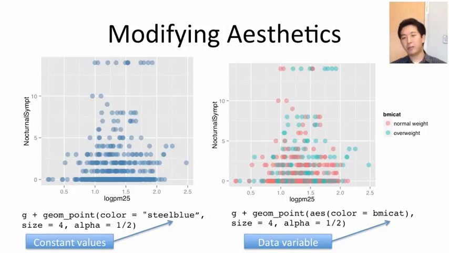So the key thing to remember here is that there's a difference between assigning an aesthetic value to be a constant and assigning an aesthetic to correspond with a variable, a data variable. If you want it to be a constant, you can just specify it in the geom_point function directly. If you want it to be assigned to a data variable, then you have to wrap it in this aes function.